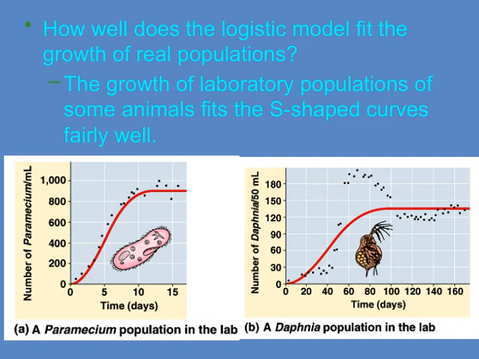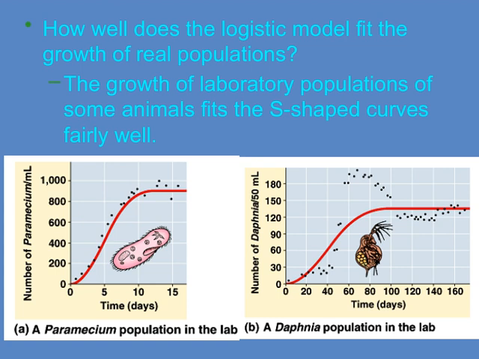How well does the logistic model fit the growth of real populations? Well, in many cases, especially with laboratory populations of certain animals, the growth patterns actually align quite well with the S-shaped, or sigmoid, curves that the logistic model predicts. This means that early on, the population grows slowly, then speeds up as resources become more available, and finally slows down again as it approaches the environment's carrying capacity.